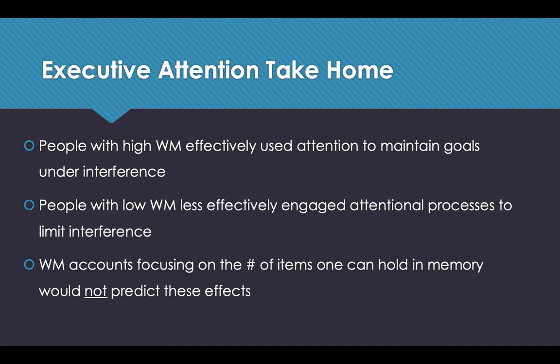So the big take homes that I want you to understand with executive attention is that people with high working memory effectively use attention to maintain goals under interference. So even when proactive interference is occurring, they're able to use attention to maintain the task at hand. People with low working memory less effectively engaged attentional processes to limit interference. So people with a lower working memory capacity have a harder time maintaining attention when proactive interference is present. So working memory accounts focusing on the number of items one can hold in memory would not predict these effects.